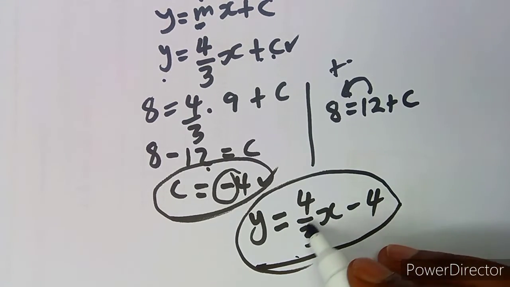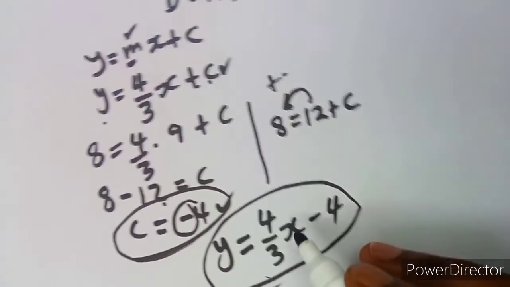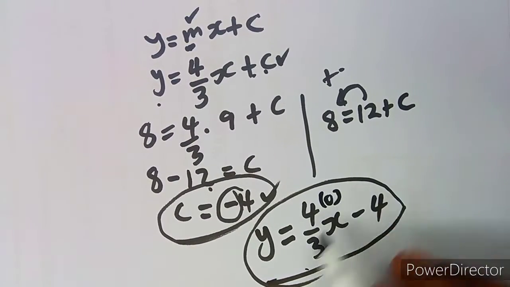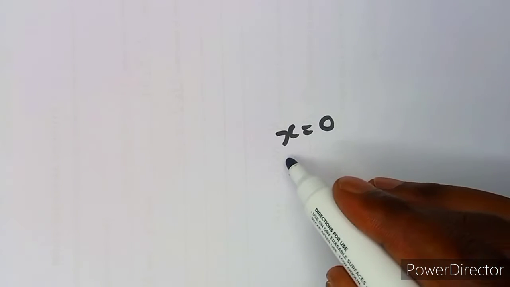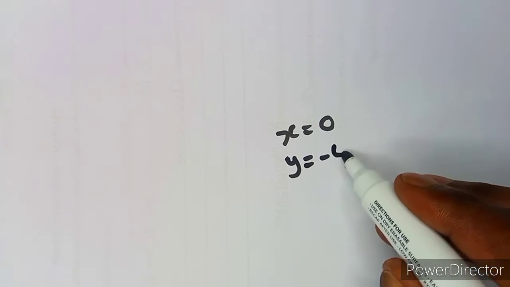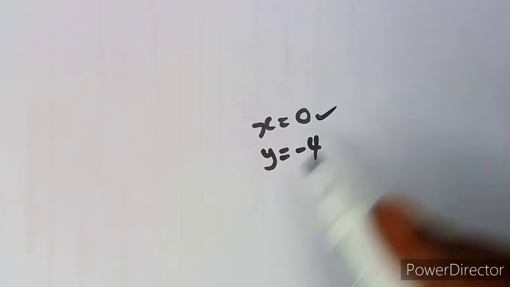So remember, the y-intercept is on a condition where x is equal to 0. That is where we find the y-intercept, when x is equal to 0. So when x is equal to 0, if you substitute 0 in this case, what are we going to have? We have 4 over 3 times 0, which is 0, minus 4, which is minus 4. So y is going to give us minus 4.